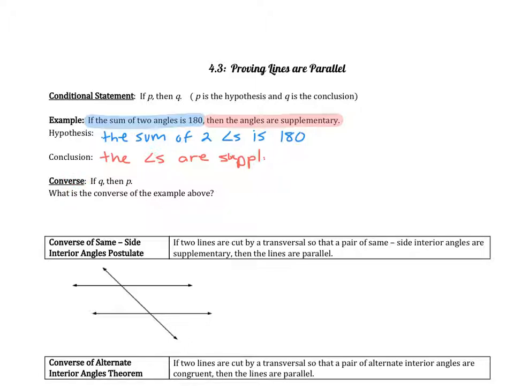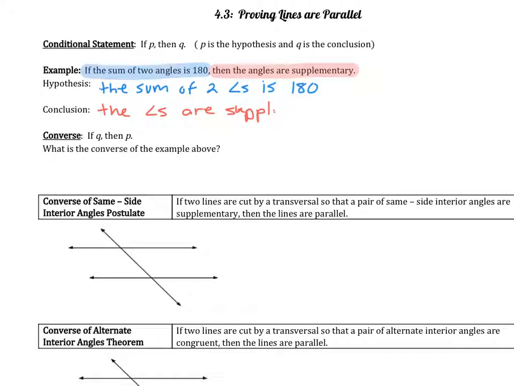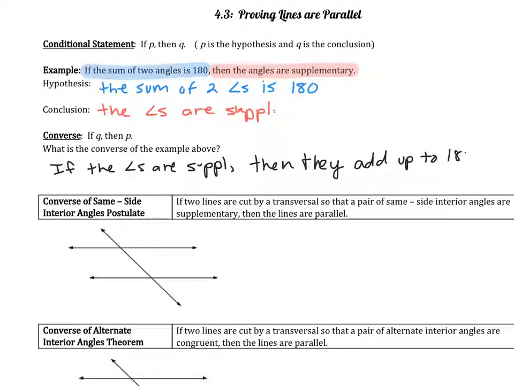For the converse, you're going to flip the hypothesis and the conclusion. So it's going to be if Q, then P. Again, we're switching the conclusion and the hypothesis. So the converse of this example above would be, if the angles are supplementary, then they add up to 180. Again, I took the hypothesis and the conclusion and I swapped them.